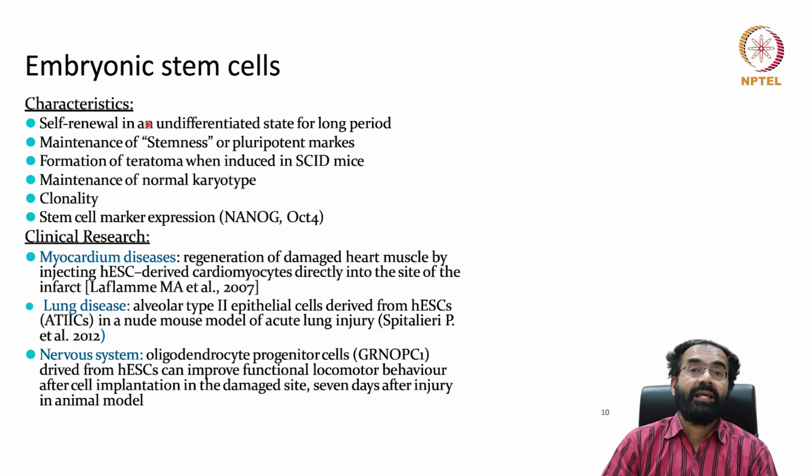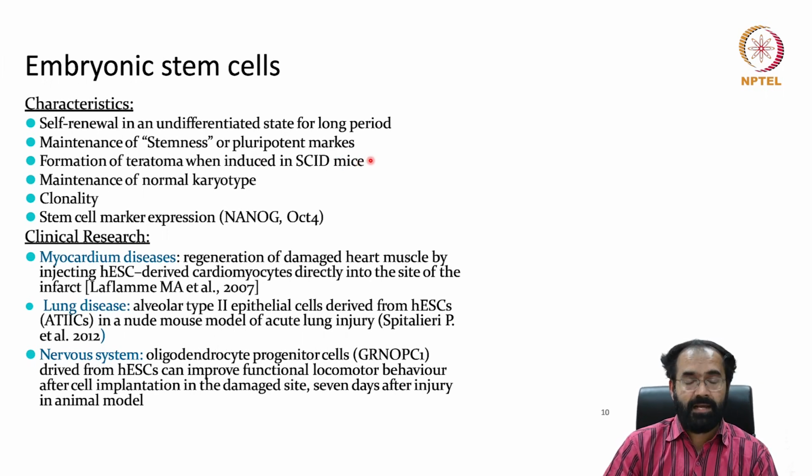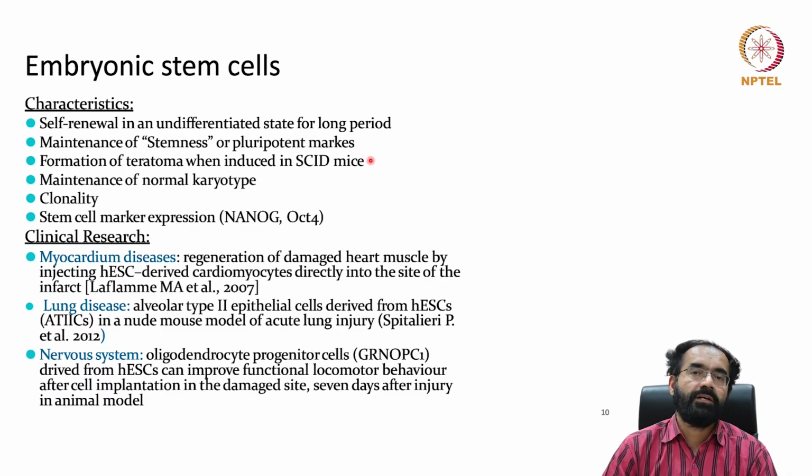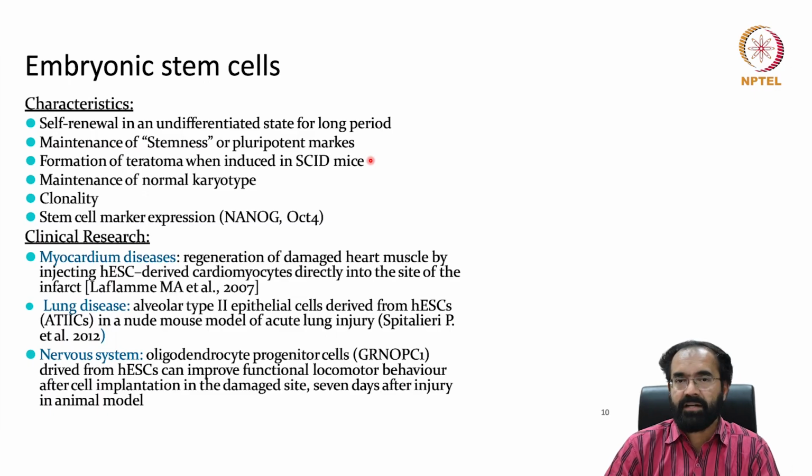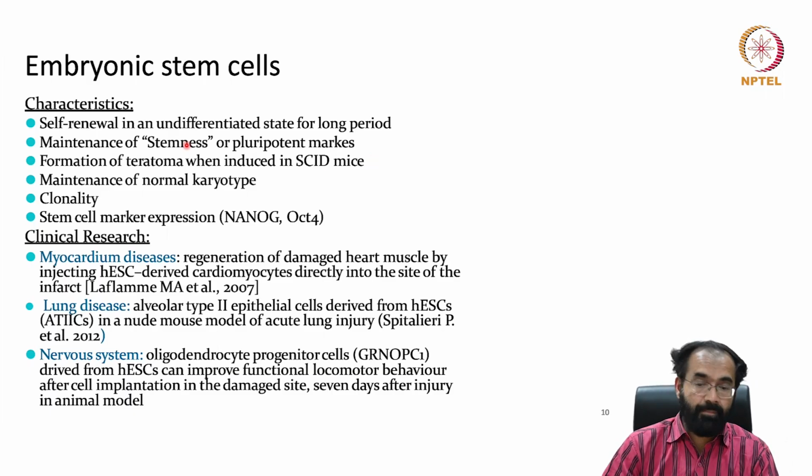Embryonic stem cells have unique characteristics. They have self-renewal in an undifferentiated state for a long period, and the maintenance of stemness. Stemness means what? Ability to give rise to any cell type, or pluripotent markers. They will express SOX2, OCT4, KLF4, c-MYC. These are called Thomson factors or Yamanaka factors. They are used for making stem cells from differentiated cells. So they are hallmarks of embryonic stem cells.